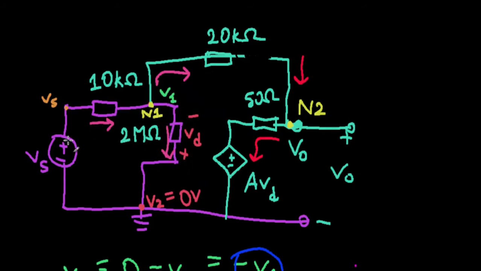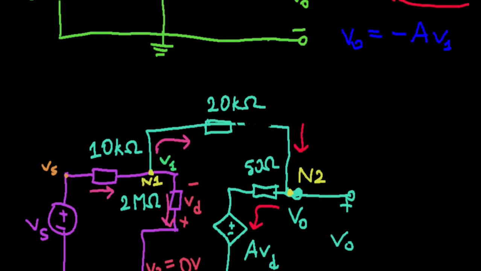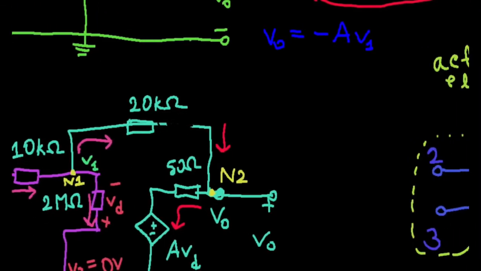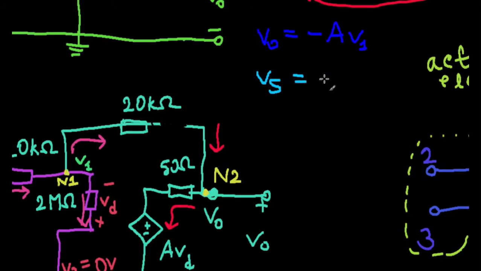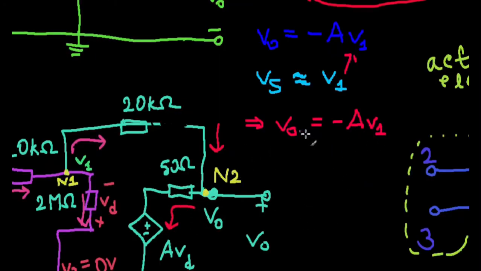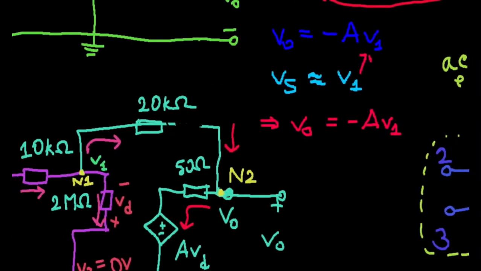And if you just remember the voltage division for resistors in series, since this is so large compared to this one, Vs is more or less going to be approximately equal to V1. There's going to be very little voltage drop here. So we have Vs equals V1, or approximately equals V1. It's pretty accurate though. If we combine these and substitute for V1 here, you get V naught equals negative A V1.